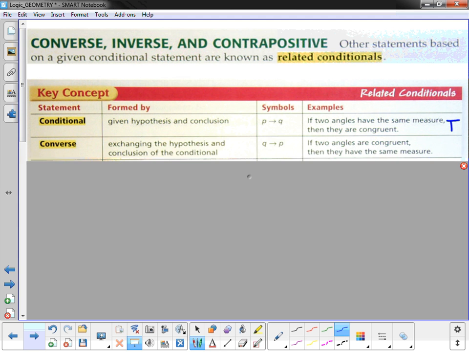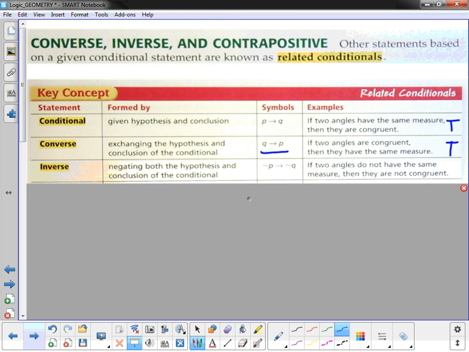Okay. Now, the converse. The converse, what I do is I change the hypothesis and the conclusion of the original conditional statement. So instead of saying P implies Q, I'm going to say Q implies P. So I'm swapping it around. So in our case here, if two angles are congruent, then they have the same measure. Again, that can be true or false. I would say it's probably true. If they're congruent, they have the same measure. I would say that's still true.